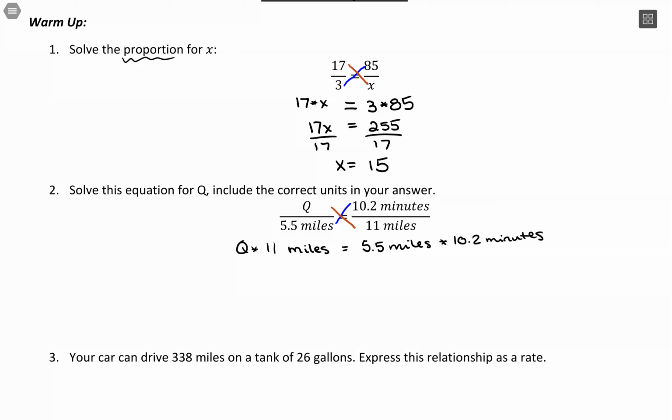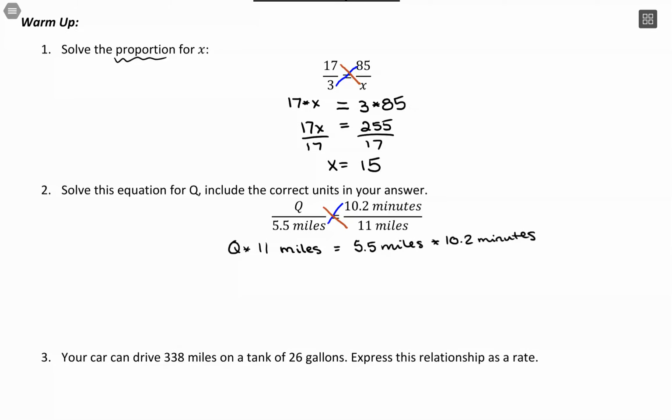So I'm going to leave it written out long there for right now, but the idea is if I was solving for q, I want to get q all alone on one side of the equation. But right now it's being multiplied by 11 miles. So what I would do is I'd want to divide by that 11, and I'm going to keep the units attached to it. So I'm going to divide by 11 miles, divide by 11 miles. Then on this left-hand side, 11 miles and 11 miles would cancel out. So I just have q.